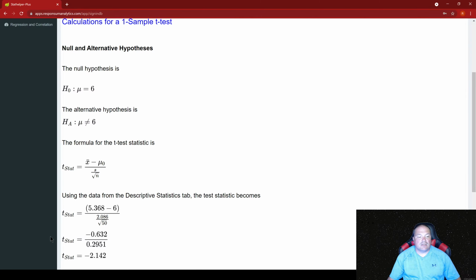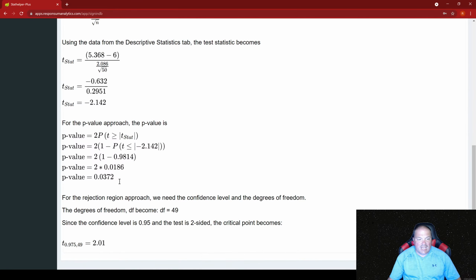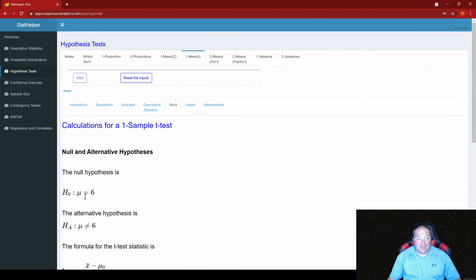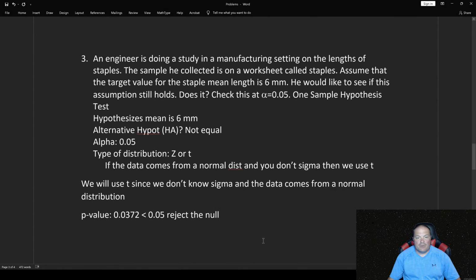Let's run that test. Okay, then we went through and ran the test, and we found the statistical answer. And the statistical answer was, since the p-value 0.0372 is less than 0.05, we're going to reject the null and say the mean is no longer equal to 6. Now what we want to do is go back to the question and put it back into context. So, since the mean is no longer equal to 6, we can conclude that the assumption no longer holds. Okay?